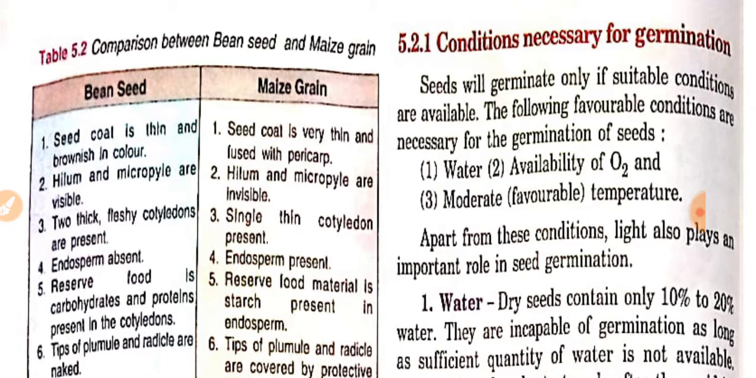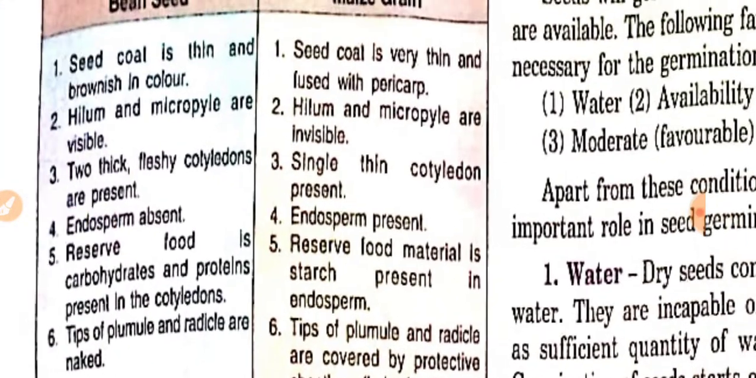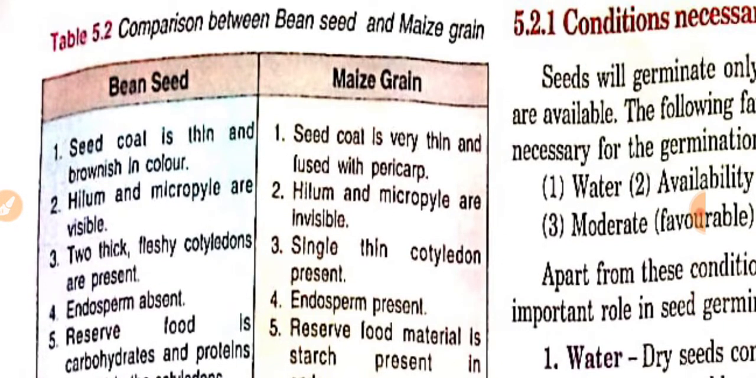Last week we discussed seed and its types, and we compared a dicot seed and a monocot seed with their images. So what comparison did we show last week between bean seed and maize grain? I hope you read also, so we can conclude this comparison in a table.